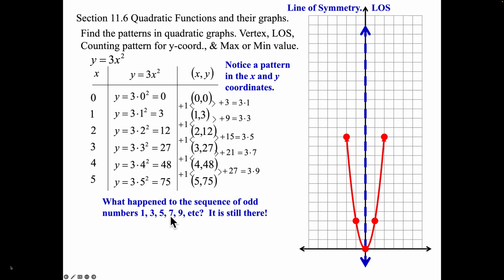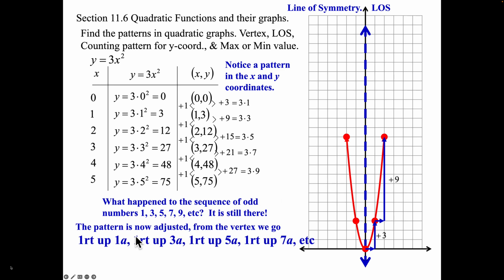So that means what we're going to say now is that 1 to the right up 1 times 3, 3. 1 to the right up 3 times 3, 9. And that's how we get our graph, and we flip it over. So your pattern is now complete. From your vertex, we'll go 1 to the right up 1a, a being the value or the coefficient multiplied to x squared. 1 to the right up 3a, 1 to the right up 5a, 1 to the right up 7a.